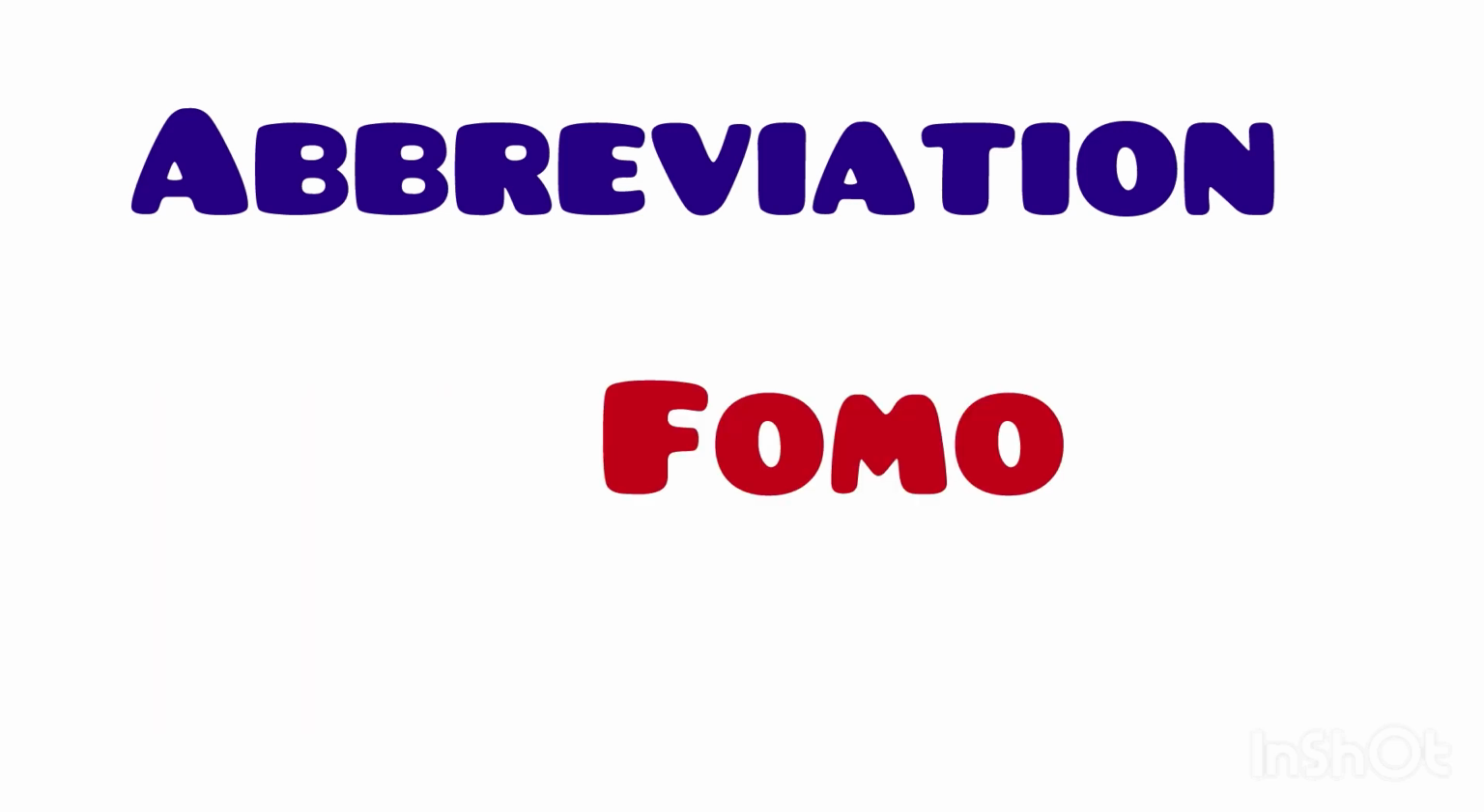And the last is abbreviation. Abbreviation is a way of shortening a phrase or a word or a group of words and creating a new word. For example, very important person, VIP. FOMO, fear of missing out. So these are known as abbreviations. Now these are also divided into 2 types, acronym and initialism.